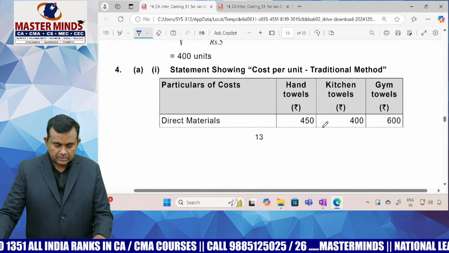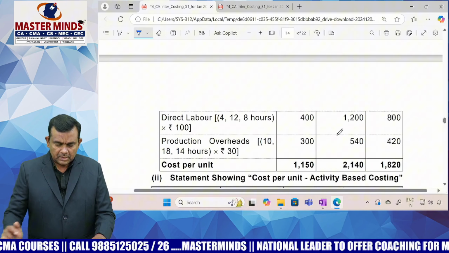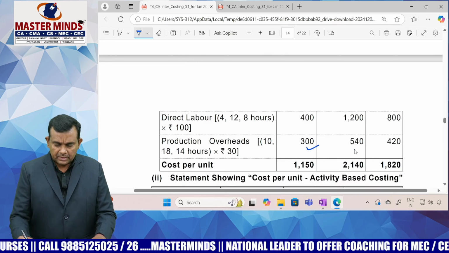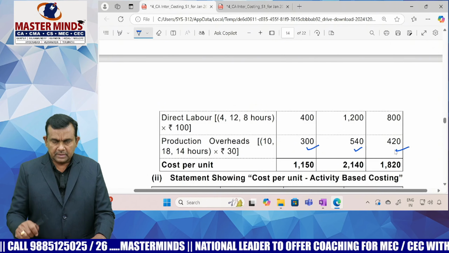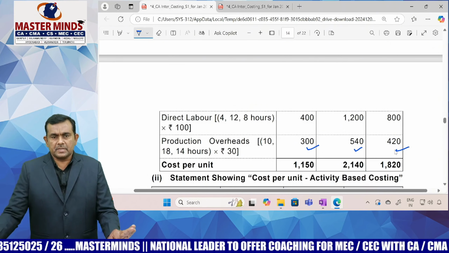Here, the company produces three types of products, so direct material cost, direct labor cost. Next, production overheads: 10 hours into 30, 18 hours into 30, 14 hours into 30. Therefore, cost per unit. So under the absorption costing method, simple procedure.